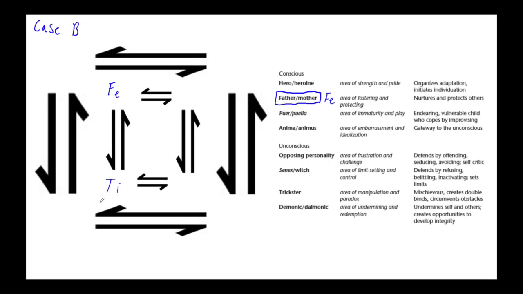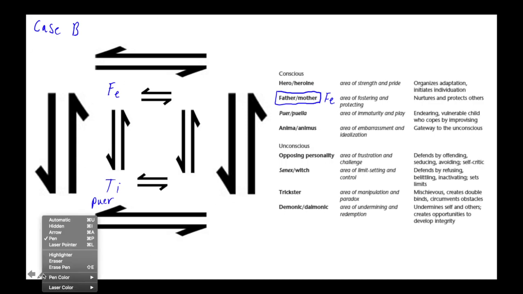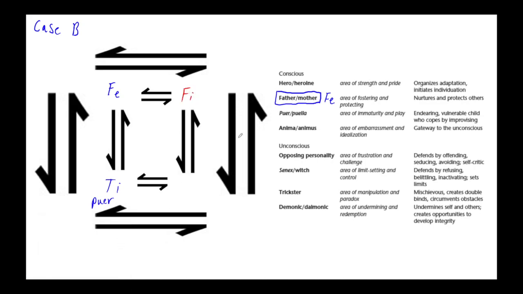So let's try that out. Let's put that in the second position instead of the first. Most people would probably be familiar with that being the auxiliary function. So I'm saying extroverted feeling is this guy's auxiliary function. I can pretty much confidently say that that's a possibility.